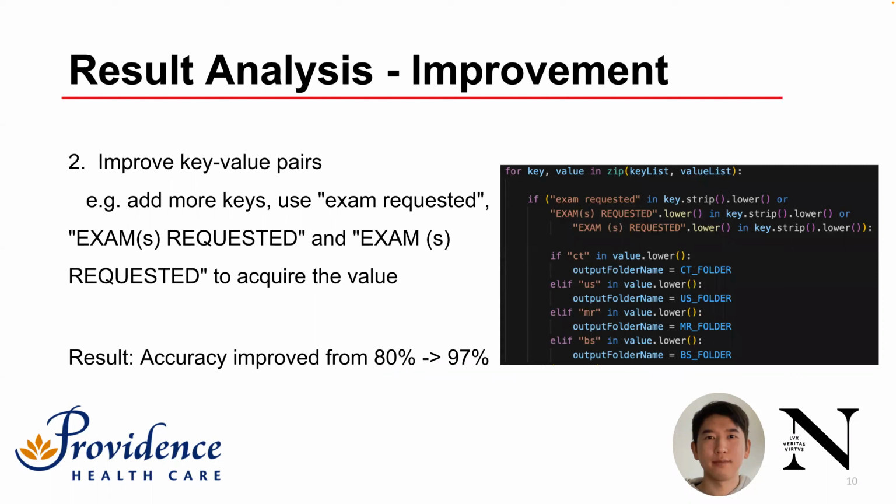Second, key value pairs get improved. The key exam requested is used to get the type of the request, but different forms of this file may contain different forms of the keyword. So we add more actual keys to the function to ensure the value can be acquired successfully. After the above processes, the accuracy improved from 80% in the second iteration to 97%.